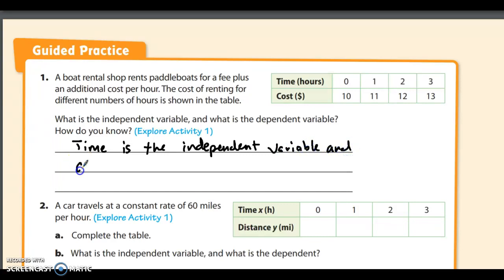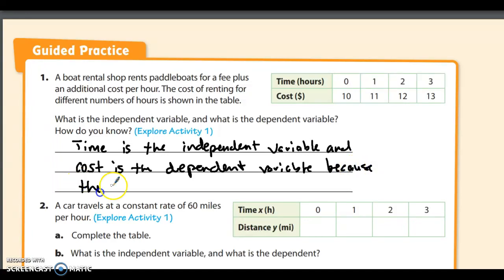And cost is the dependent variable. The reason I'm doing it here is because they ask us the second question. It says, how do you know? Because the cost depends, this is the most important part, the last line here, on the number of hours. The longer you rent it for, the more the cost is, which means the cost depends on the number of hours. So I'm going to read that with you. Time is the independent variable and cost is the dependent variable because the cost depends on the number of hours.